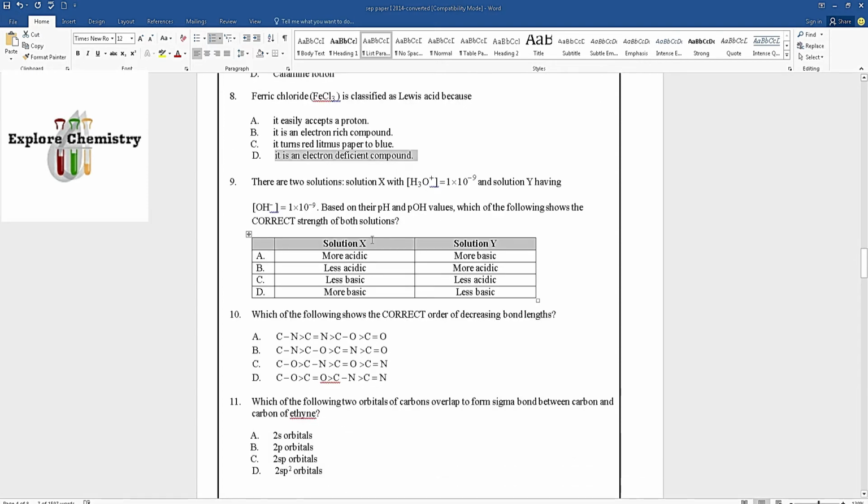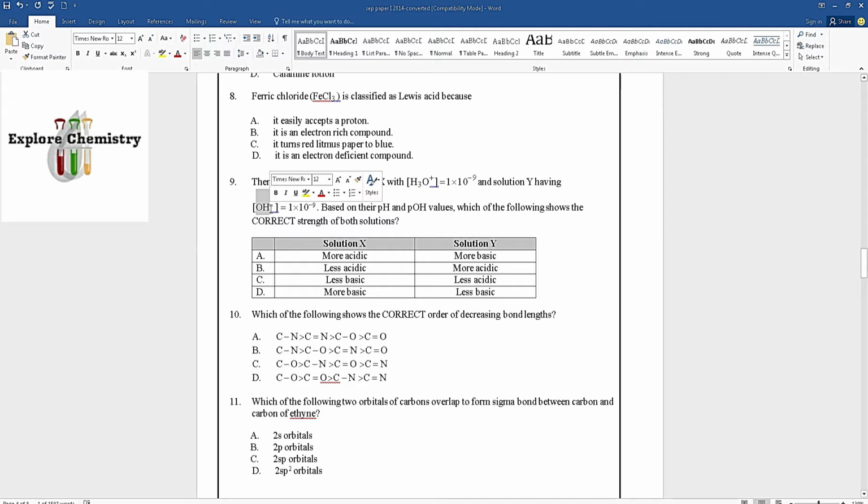Number 9, there are two solutions. Solution X with hydronium ion concentration exponent 9 and solution Y with hydroxyl ion concentration exponent 9. Based on their pH and pOH values, which of the following shows the correct strength of both the solutions? pH value of solution X will be 9. So solution X is weakly acidic because pH is 9. And pH of Y will be 5 because the OH value is given.